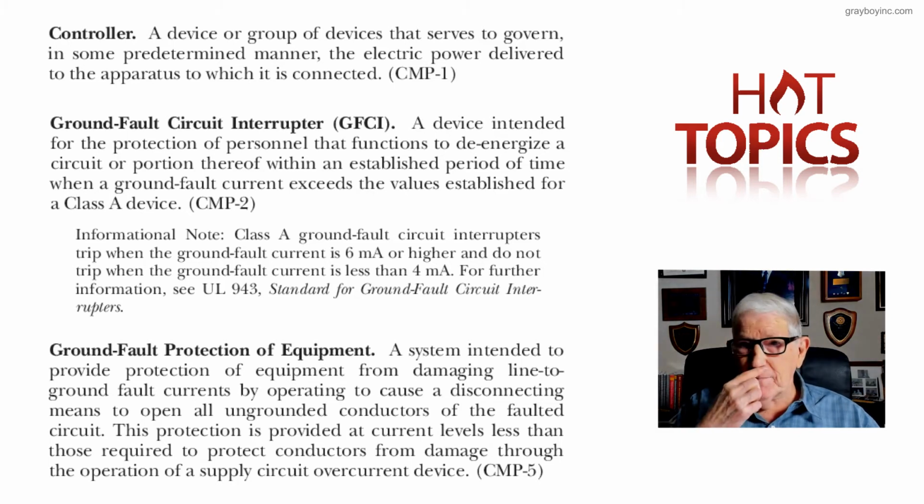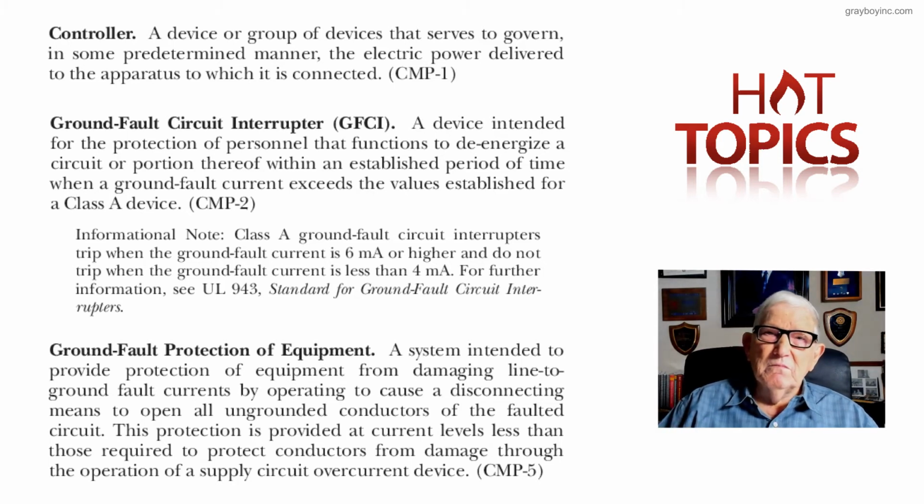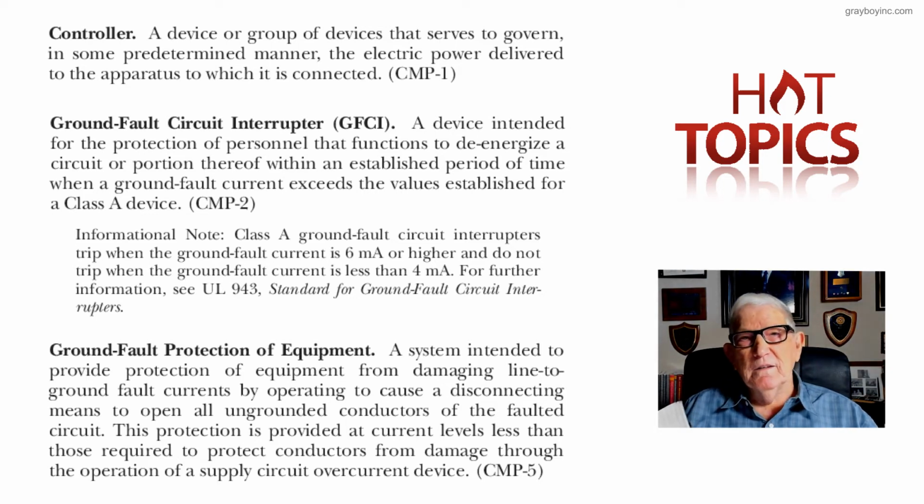And usually, that's about 6 milliamps, give or take one. It could be say 5, it could be 6, it could be 4, that kind of thing. But they're designed to trip no greater value than 6 milliamps. Now, it tells you that in the informational note to ground fault protection for personnel, GFCI.